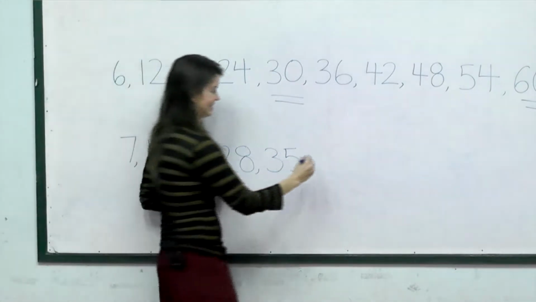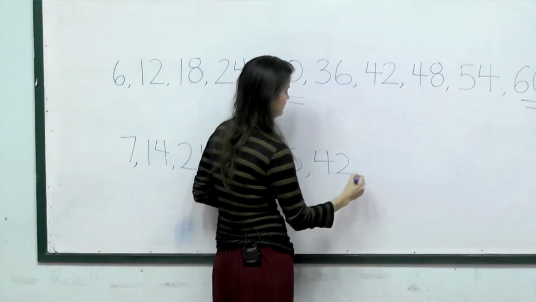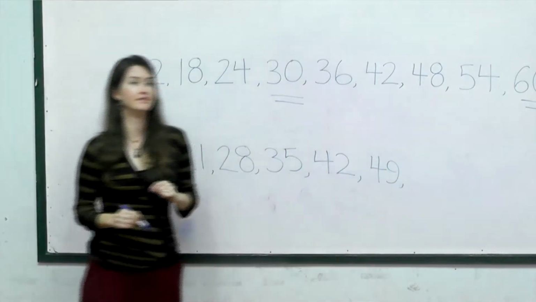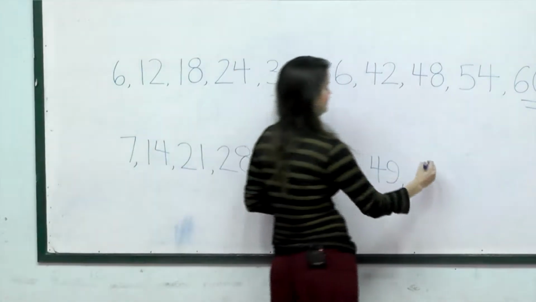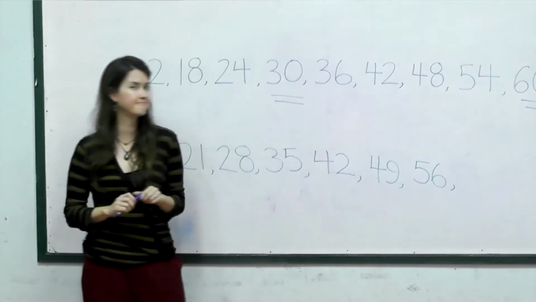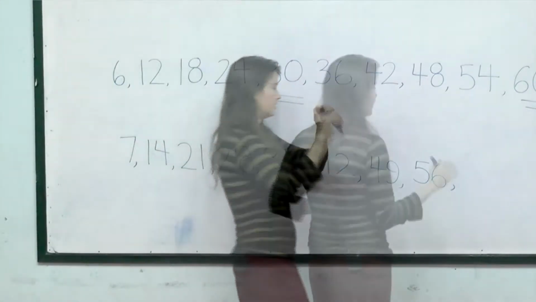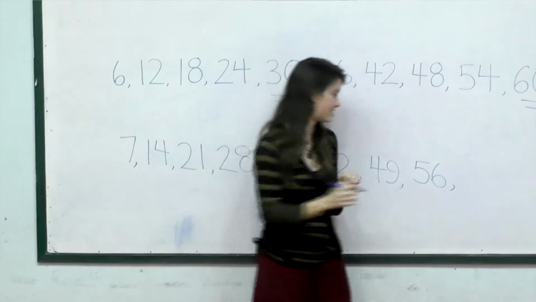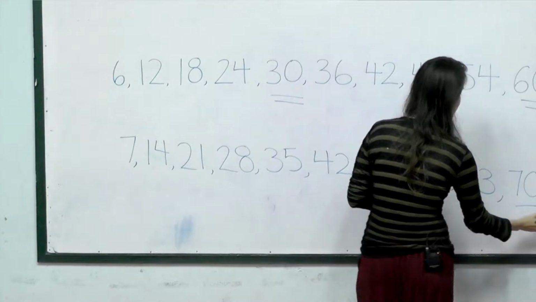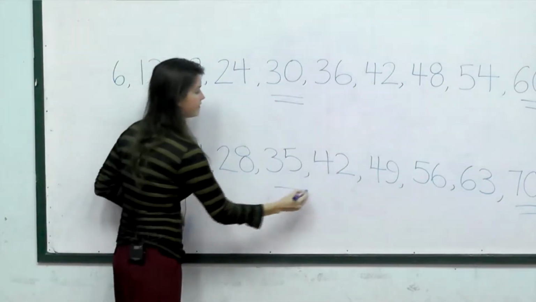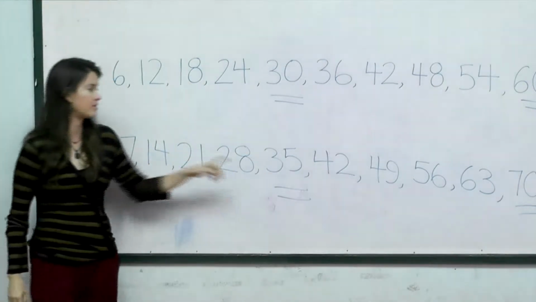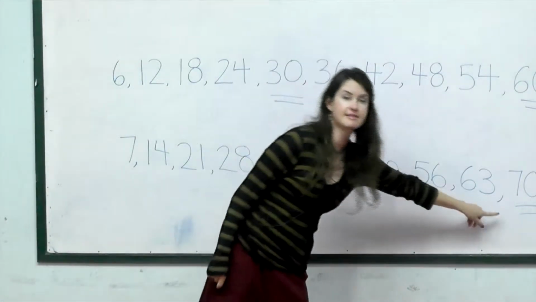42, good. And 49. 56. Think about your numbers. 63, good job. And 70. Okay, we're going to jump on 35 and 70. Let's clap together. And if you want to stand up and jump on 35 and 70, you can.